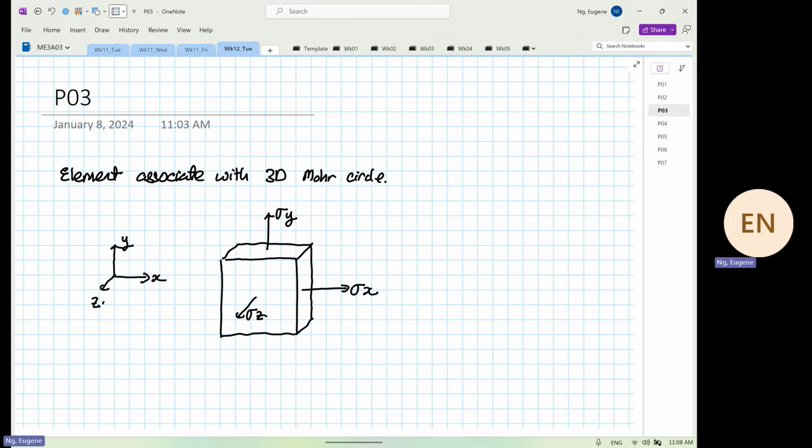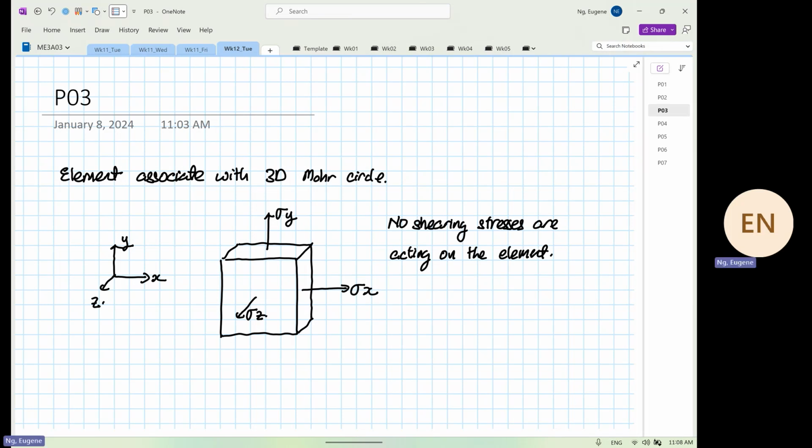So we have our stress X, stress Y, and stress Z. No shearing stresses are acting on the element. If there are shearing stresses, what must we do? We must resolve to its principal plane.